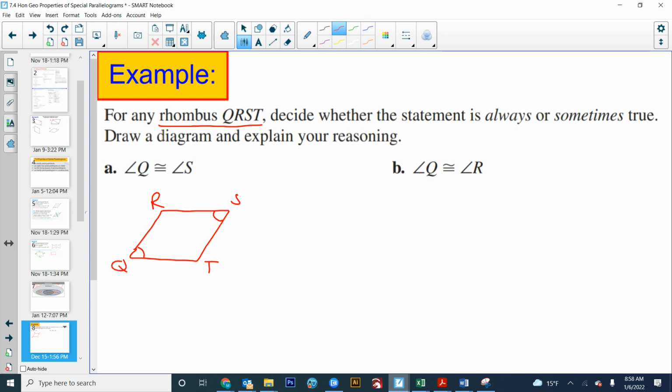Who votes sometimes true? Who votes always true? Some people just aren't voting. Do your civic duty, people. Gotta vote. All right. Opposite angles being congruent was a property of a parallelogram. Is a rhombus always a parallelogram? So this is always true.